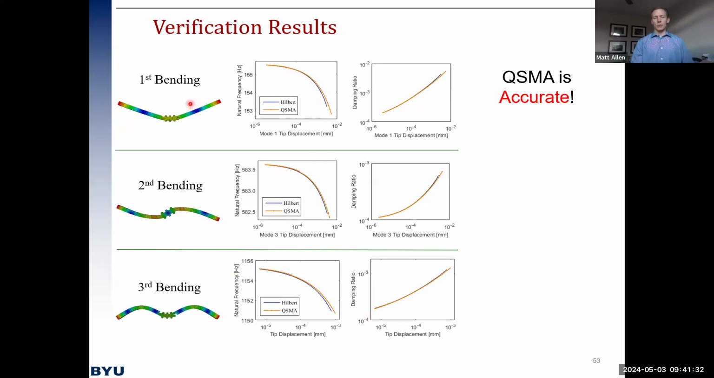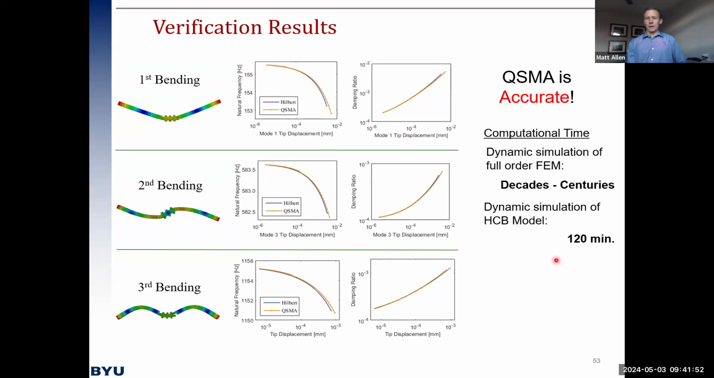The blue line is what we get if we actually bend the structure into mode 1, let it go, time integrate until the response rings down, until the vibration dies out, and then use a Hilbert transform to get natural frequency and damping versus amplitude. So the accuracy is really good, but the computation time was amazing.